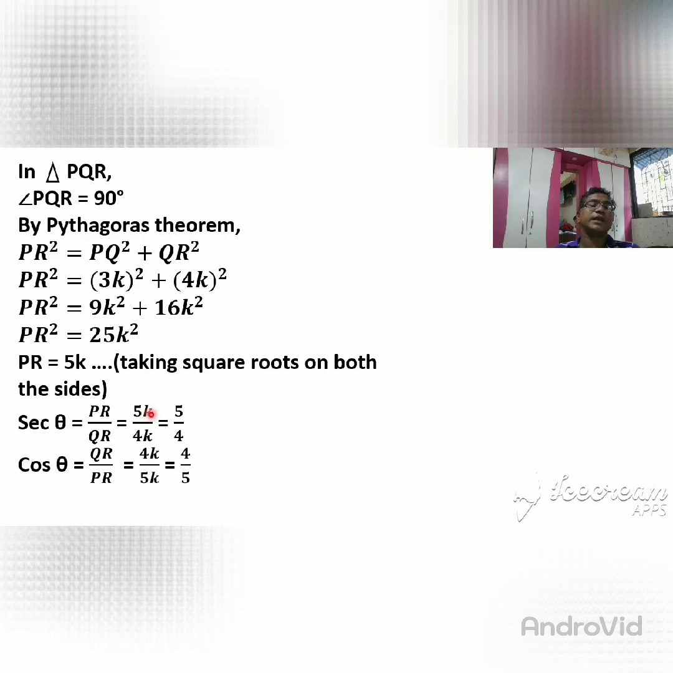See, the k cancels here. Sec theta is 5k upon 4k, so k cancels, only 5 upon 4. Cos theta is QR upon PR, so 4k upon 5k. So k cancels, 4 upon 5.